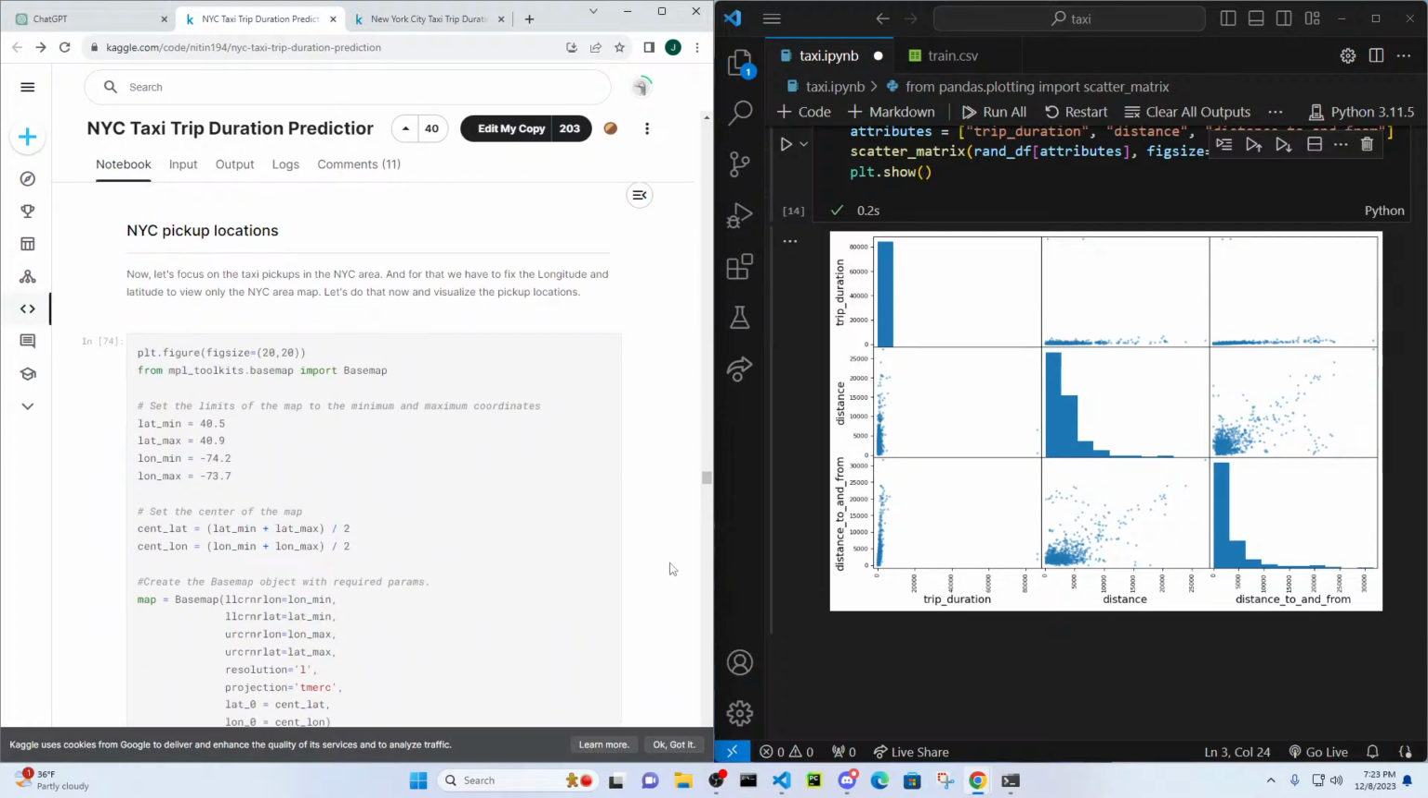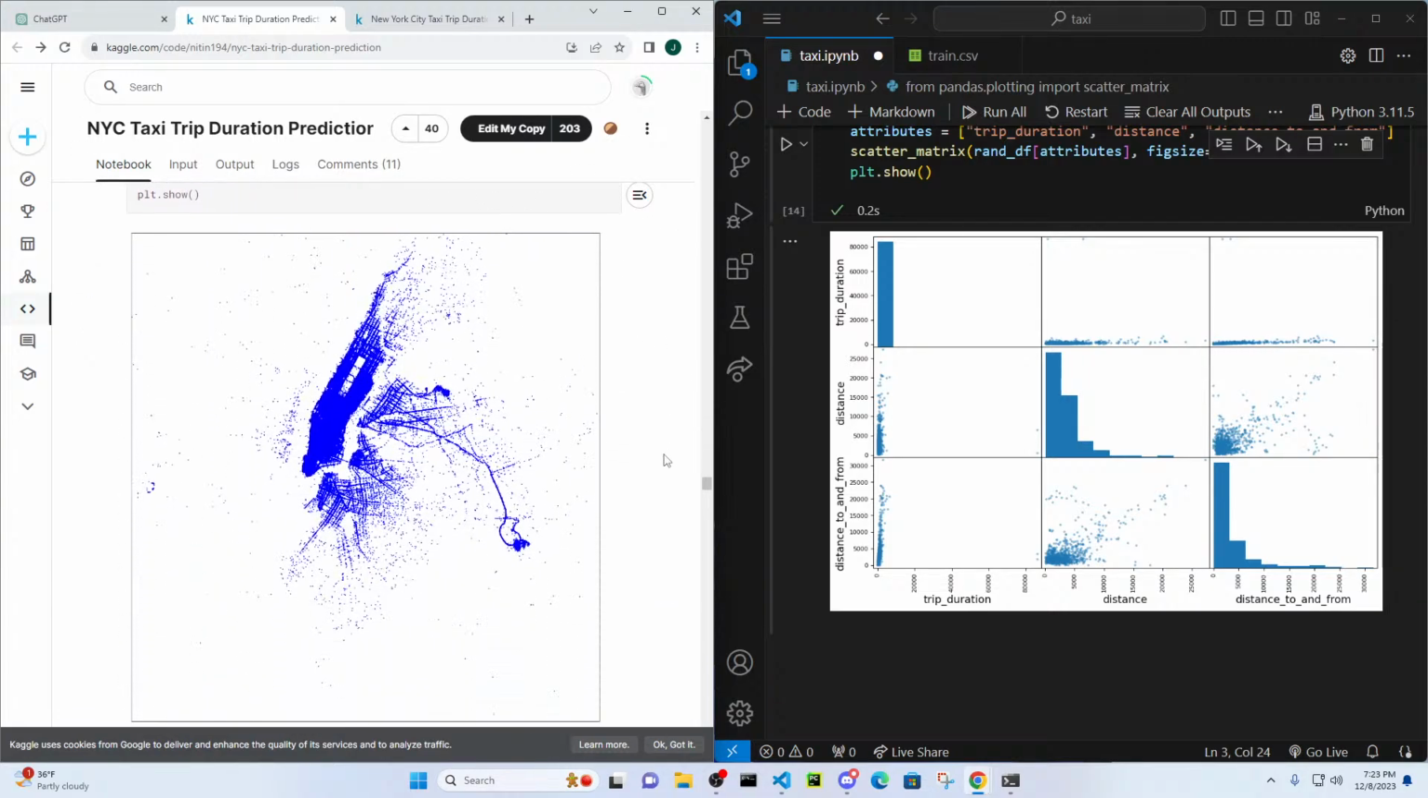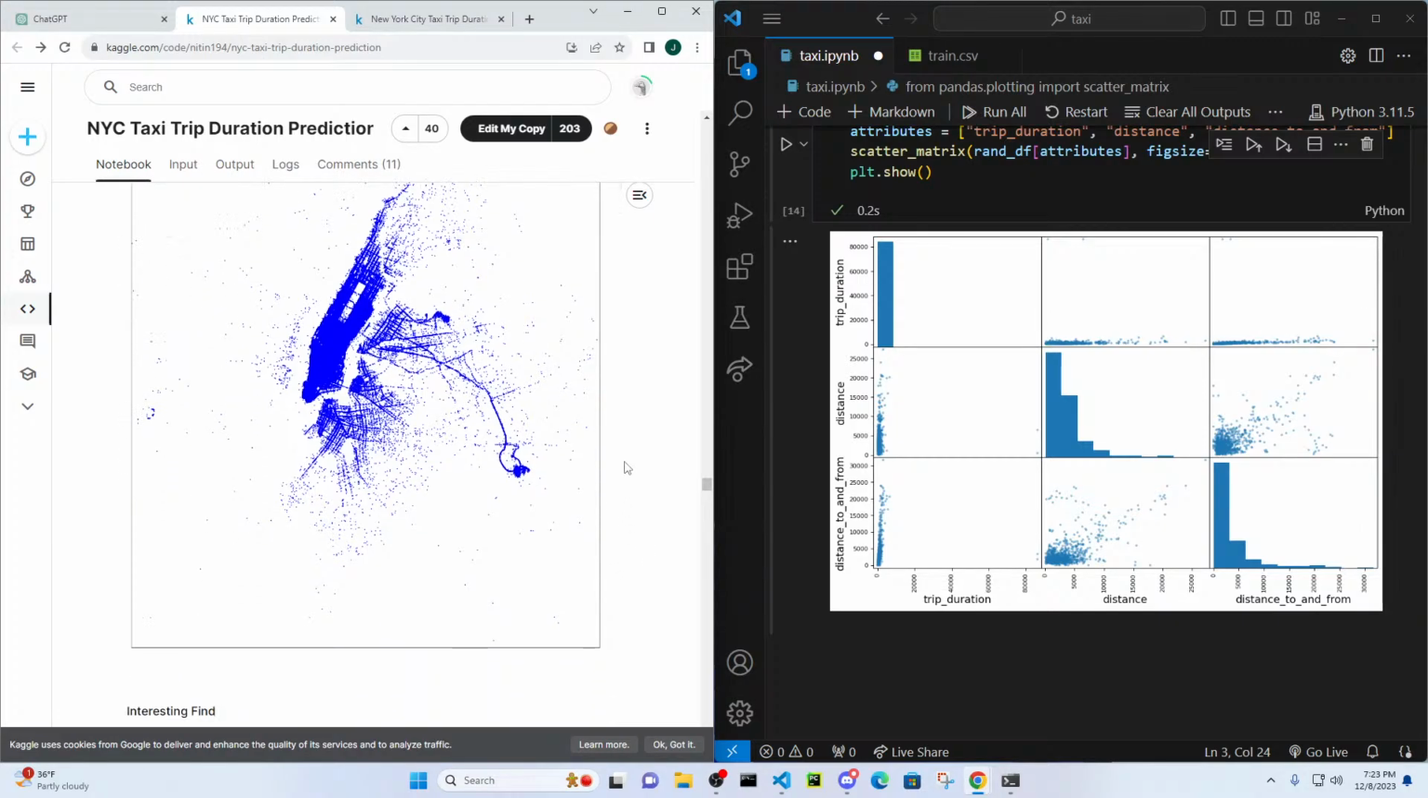New York City pickup locations. He's drawn another map. Let's focus on the New York City area. And for that, we have to fix the longitude and latitude to view only the New York City area map. So he's doing that here. Wow, it actually shows the streets too when you visualize it like this. Clearly this is a busy road. Wow. That's cool.